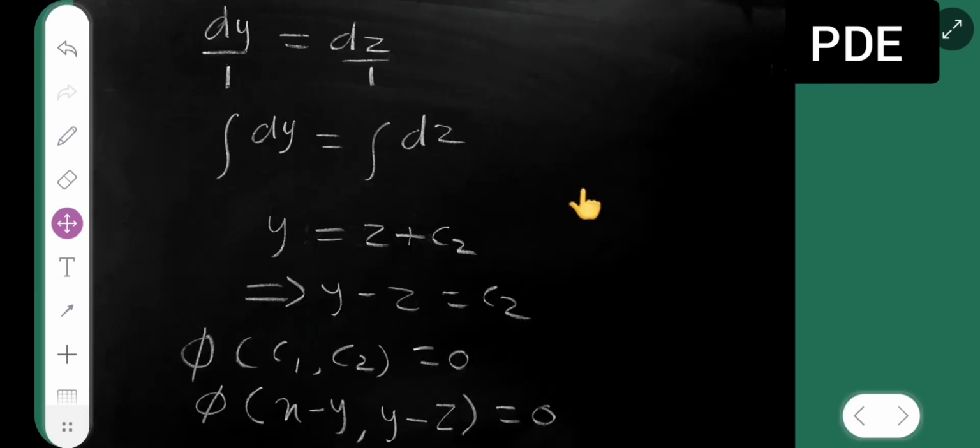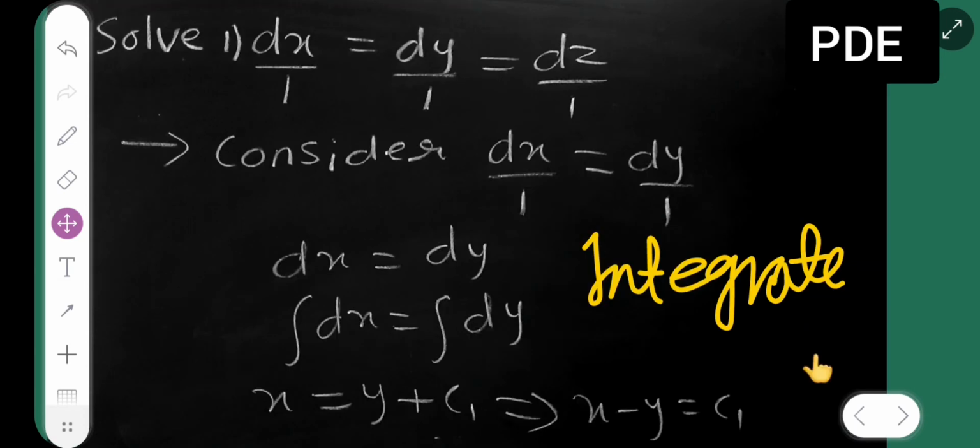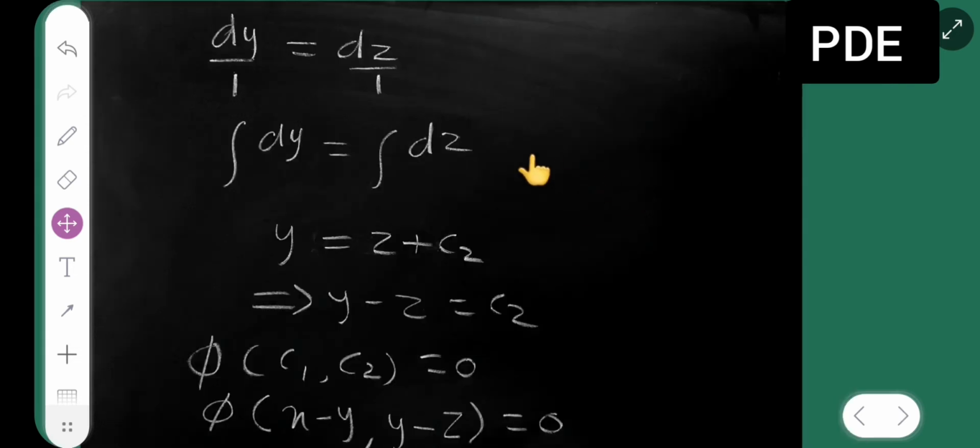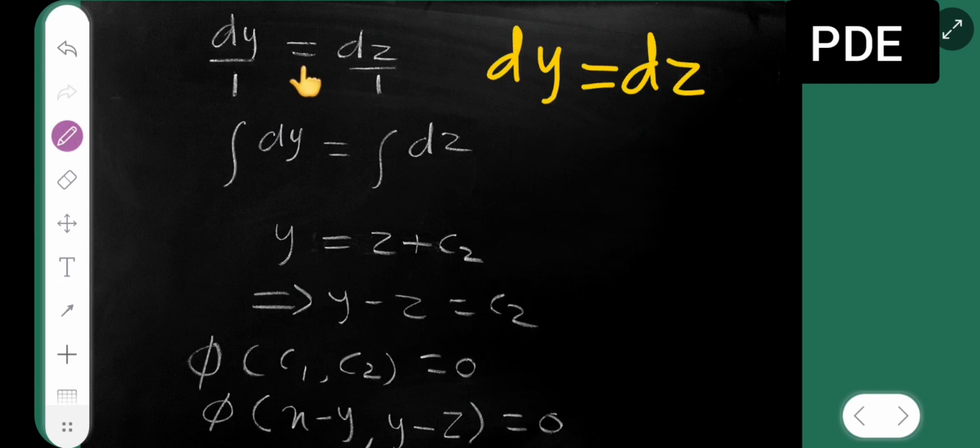Now I want the value of c2. I take the second and last: dy upon 1 is equal to dz upon 1. This is nothing but dy is equal to dz. Then I integrate: the integral of dy is equal to the integral of dz, so y is equal to z plus some constant c2.